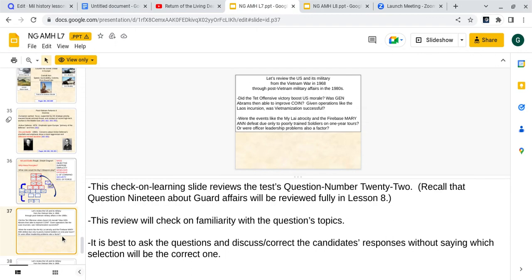And given operations like the Laos incursion, was Vietnamization successful? No, it was not. So the Laos incursion happened when the South Vietnam Army went into Laos trying to take it and get this under control, and they failed, and it was terrible. And it showed just how helpless South Vietnam was without the United States, and how this wasn't a very sustainable war, because even if we did help South Vietnam, they wouldn't be able to stand on their own without our help. So it kind of showed how much of a failure Vietnamization was.